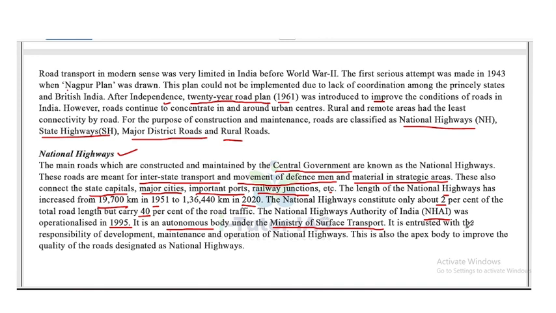It is entrusted with the responsibility of development, maintenance, and operation of national highways. This is also the apex body to improve the quality of the roads designated as national highways.